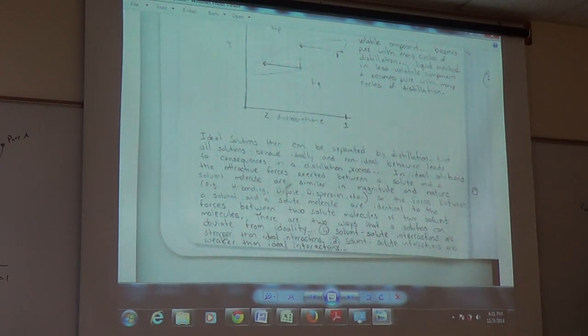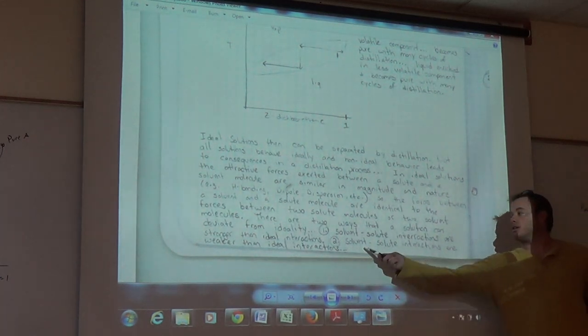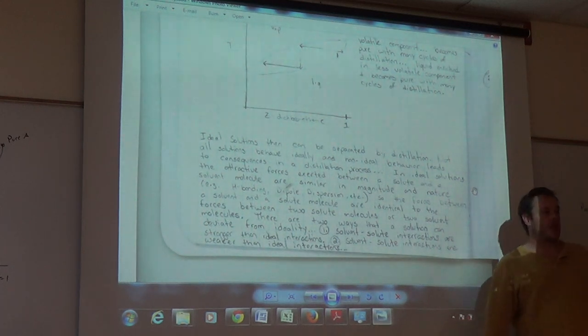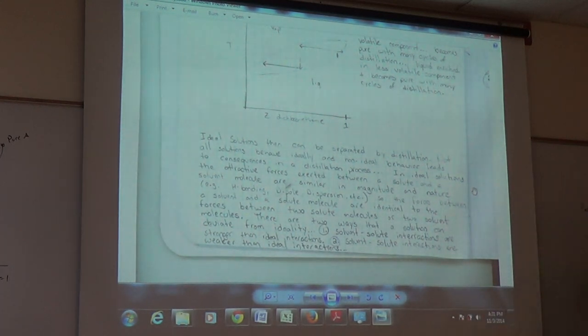And so A and B molecules, in this case, interact with stronger forces. They interact more strongly than the separate solvent or solute molecules. The other way to break ideality is when the solvent and solute interactions are weaker than the ideal interactions. And so the A molecules bind together more strongly than an A and a B molecule do. And this leads to two different kinds of phenomena in distillation steps.